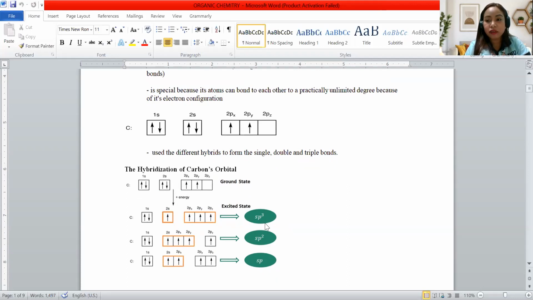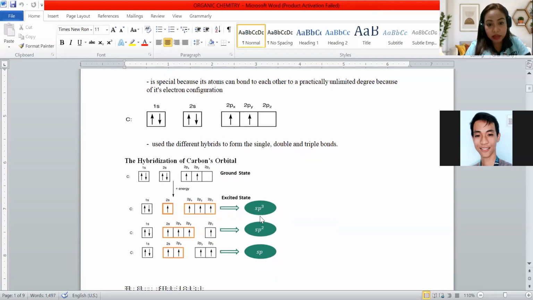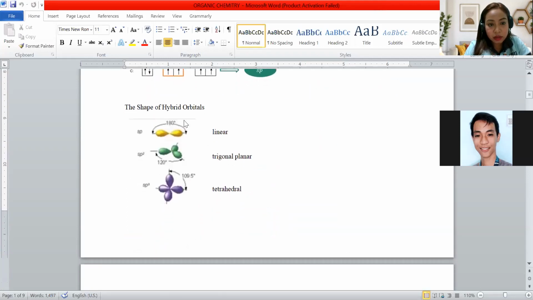If it's only for single bond, then it turns into sp hybridizing. If it forms two bonds, then it's an sp2. If it forms three bonds, then it will have the sp3. So this is their shape. Because of their shape, they are capable of making those bonds.